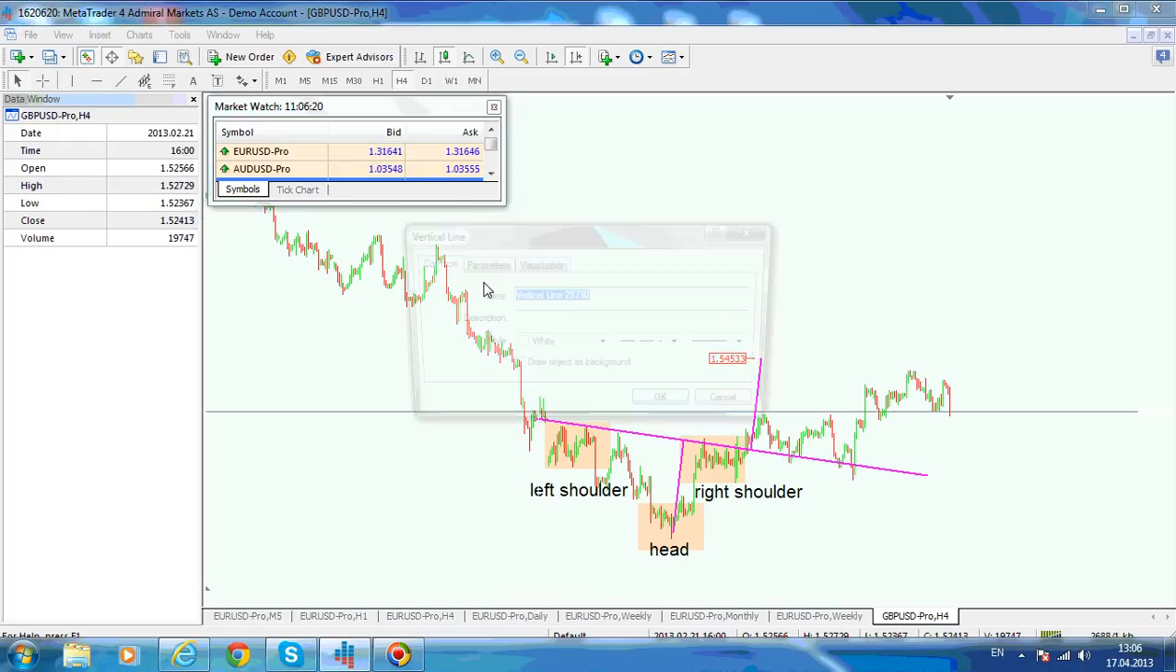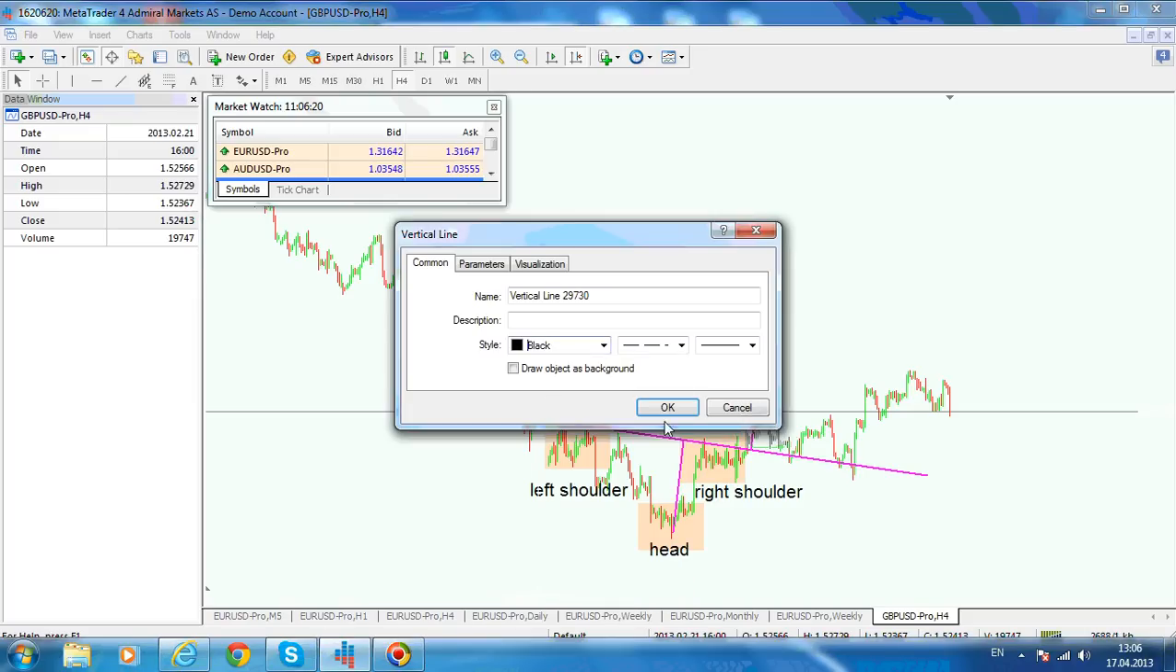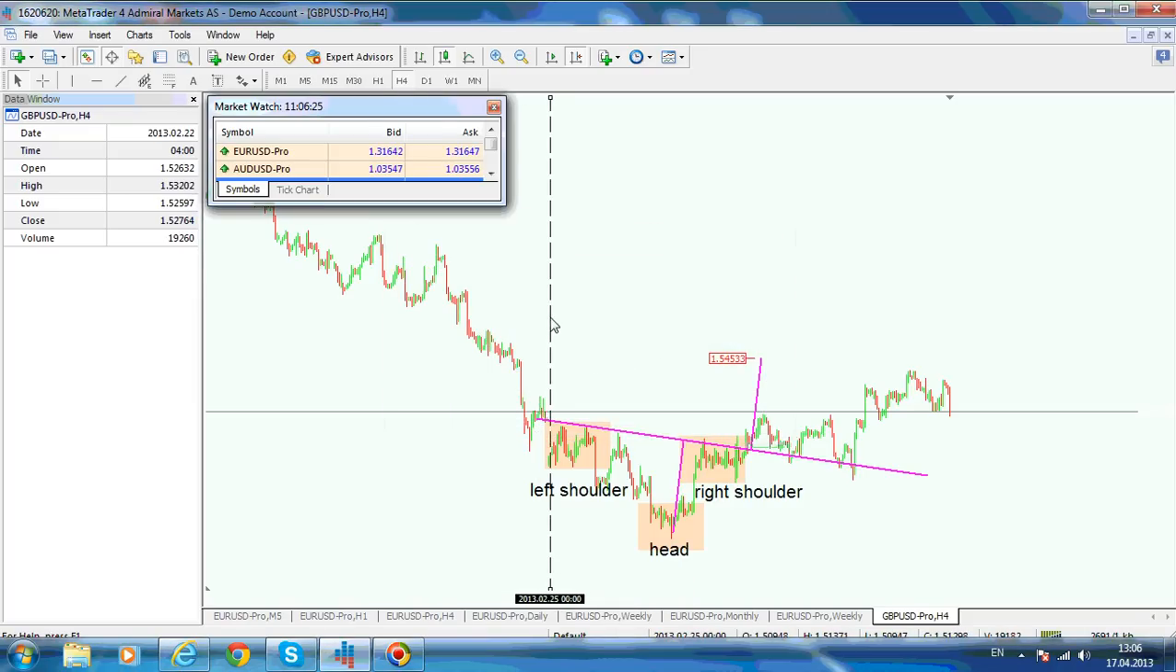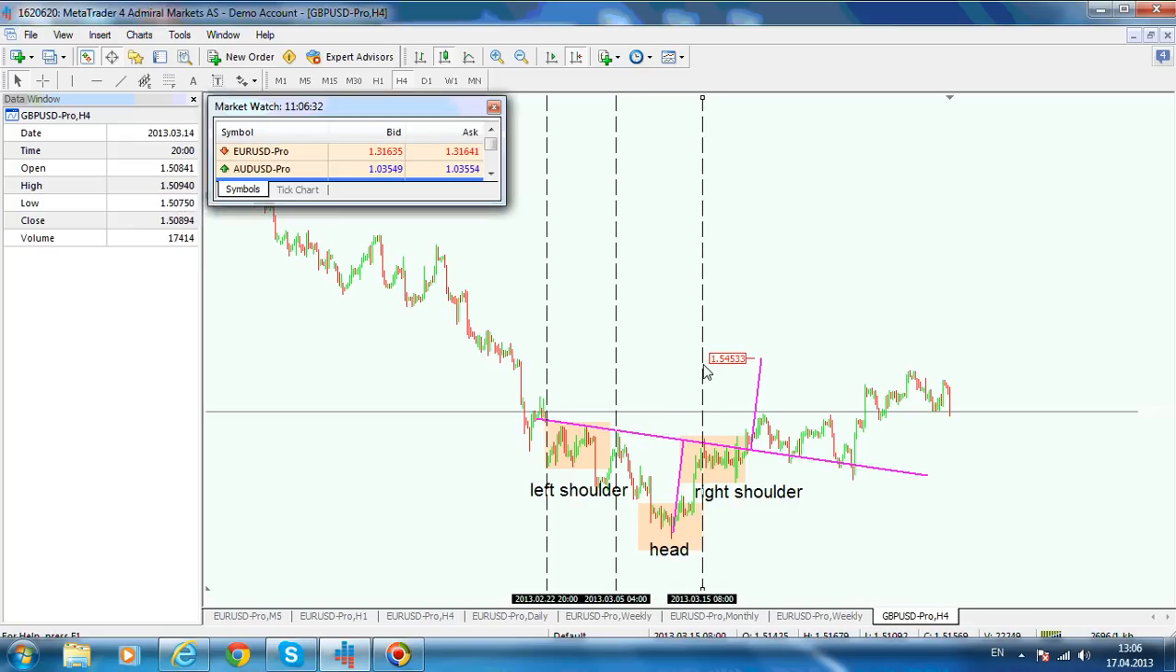For example, let's change the color so that we can actually see it. So take, measure the time taken for the left shoulder like this, something like this. So this is the left shoulder. Put the same line on the same time on the right shoulder in here, okay?